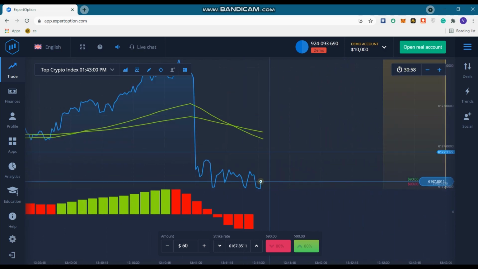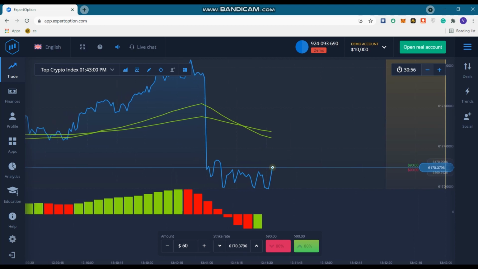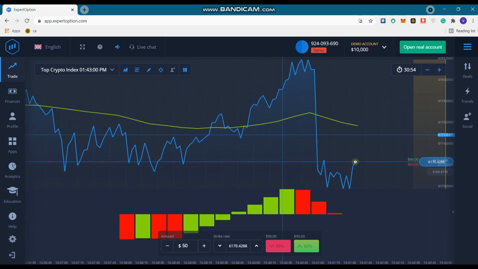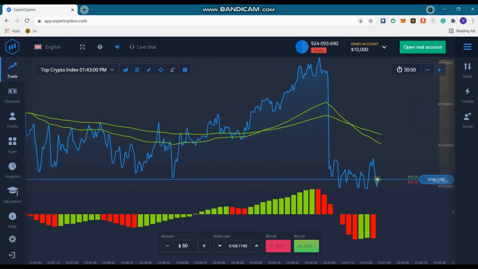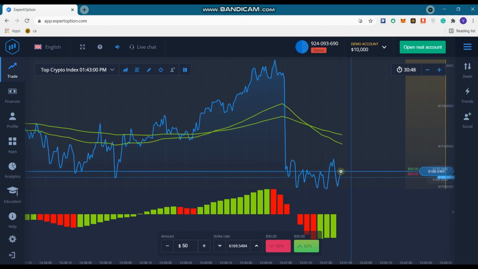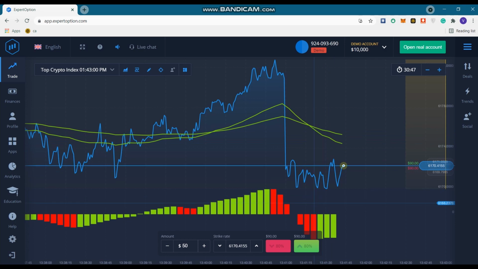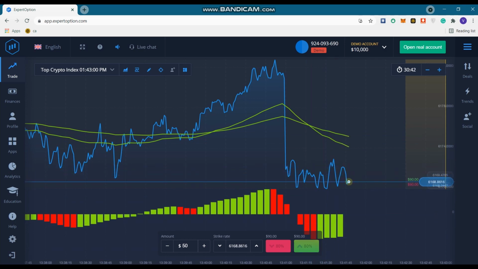Okay, now you can see green bars and red bars at the bottom. The green bars represent the up market. The red bar represents the down market. By analyzing these bars, we can predict the market. As you can see, the market is making green bars. That means the market is now on an uptrend.